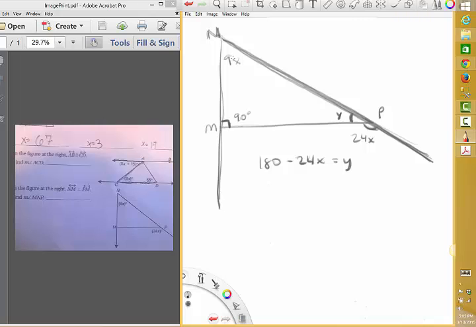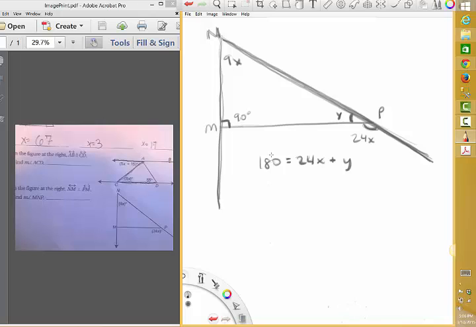And we know that this angle up here is 9x. So the other thing that we know about triangles is that all of the angles in a triangle add up to 180 degrees. Oh, actually, this is wrong. This should be 180 degrees equals 24x plus y, because if you add this angle with this angle, you should get 180 degrees for this straight line.